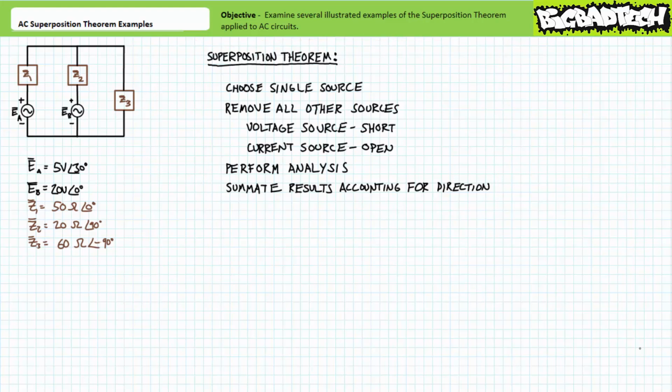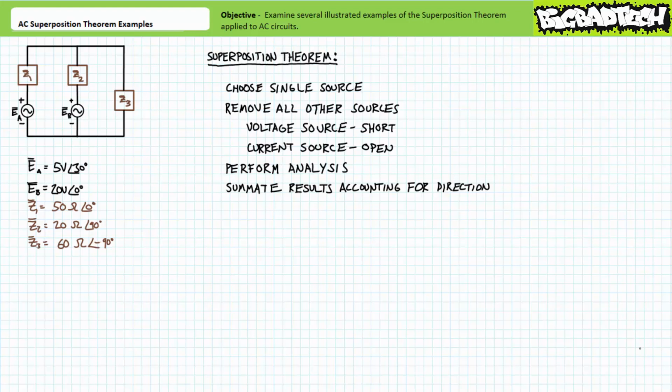First, a user must identify a single source of interest. Then, one must remove all other sources from consideration. Voltage sources are removed from consideration by substituting a short circuit or low impedance path through which substantial current will flow in preference to other higher impedance paths.